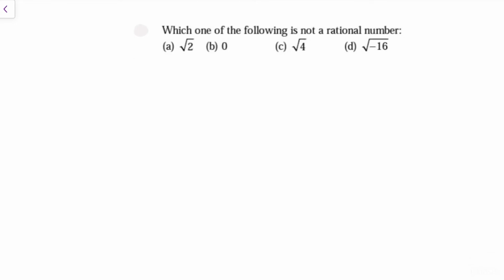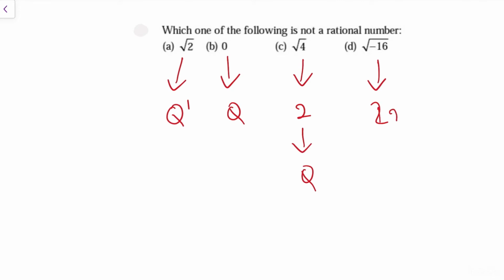Next, which one of the following is not a rational number? Oh sorry, I think this question came earlier also. Okay, no problem, let it be. Which one of the following is not a rational number? So root 2 is irrational and 0 is rational. Root 4 is 2, so that is also rational, and this is an imaginary number because as I already said in the previous question, inside of the root symbol negatives won't be there. If it is there like that, that is considered as an imaginary number. So in this case he is asking which is not a rational number. So option A is possible as well as option D, both are possible.